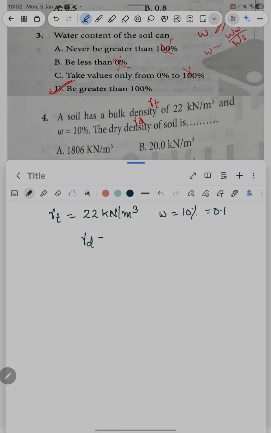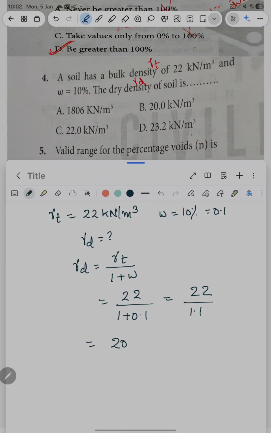Then gamma D is equal to gamma T divided by 1 plus W. Gamma T by 1 plus W, where W is 0.1, so it is 1.1. So our answer is 20 kilonewton per meter cube. Okay. Here option B will be the correct answer.